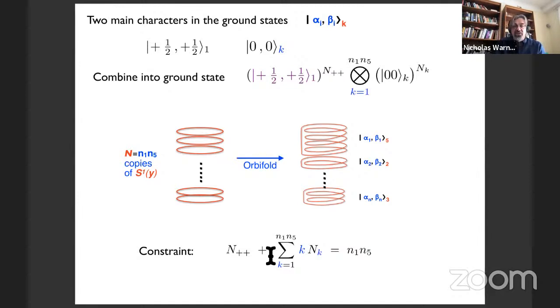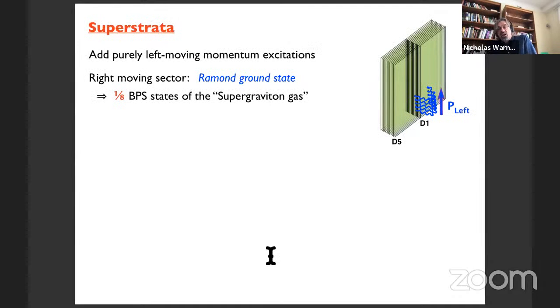But that's the ground state. The superstratum is simply you add purely left-moving momentum excitations to this system. And so the right-moving sector remains in the ground state. There's 1/8 BPS states in the system, which are often referred to as the supergraviton gas, or at least the supersymmetric parts of the supergraviton gas. But the right-moving sector, I say, is in the Ramond ground state, so that still leaves you with half the supersymmetries. So you've got now 3 charges, each of which cuts the supersymmetry in half to give you 1/8.